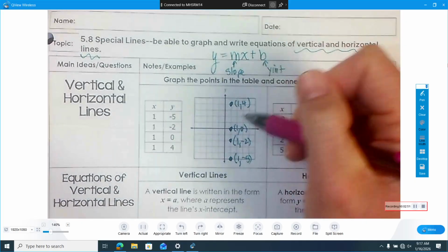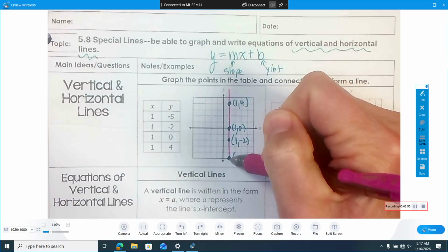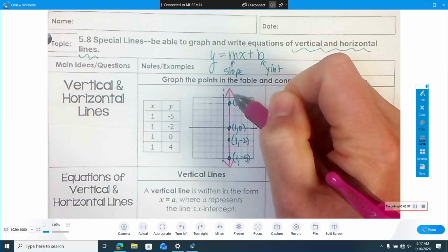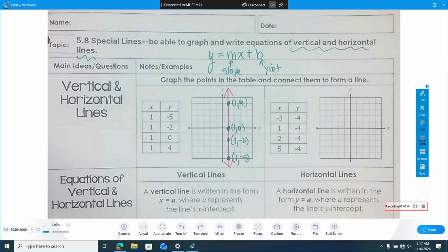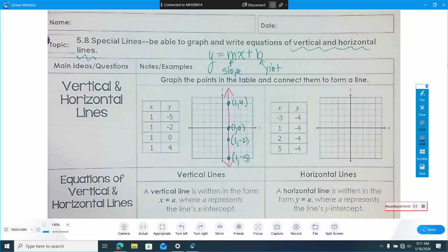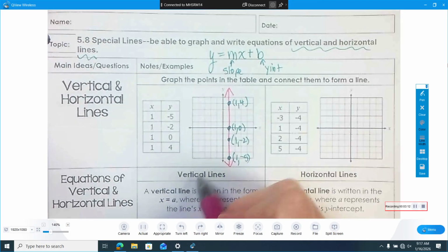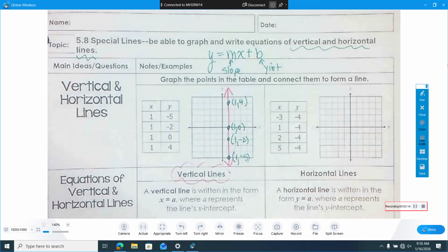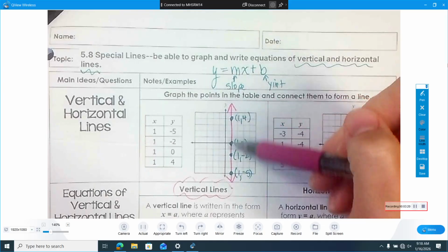What kind of line is this? Straight up and down. It has an undefined slope. That's very good. What word is that when it's straight up like that? Vertical. Yeah, this is a vertical line, which is what it says right here below.